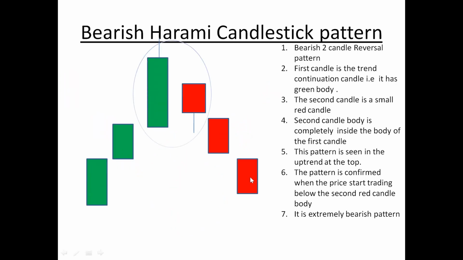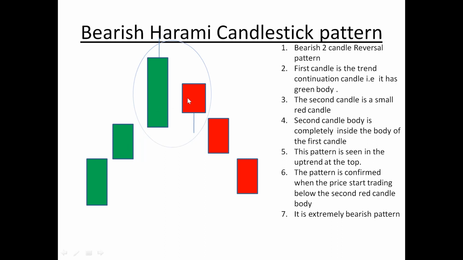Now let us discuss the bearish Harami candlestick pattern. This is again a Harami candlestick pattern, but it appears at the top or after the uptrend is over. Again, it's a two candlestick pattern. The first candle is the continuation of the ongoing uptrend. You see, this is the first long bullish candle, and it's a continuation of this uptrend.